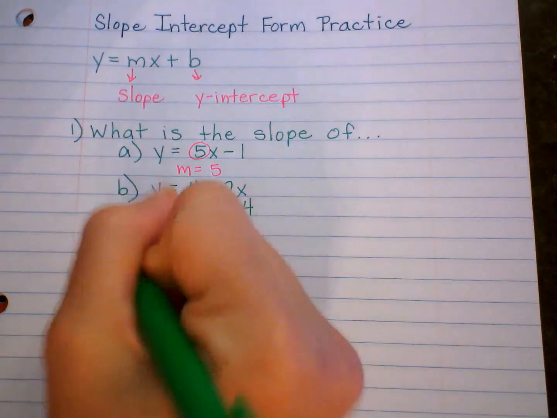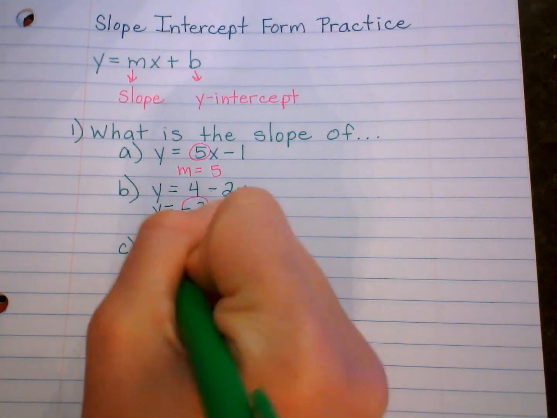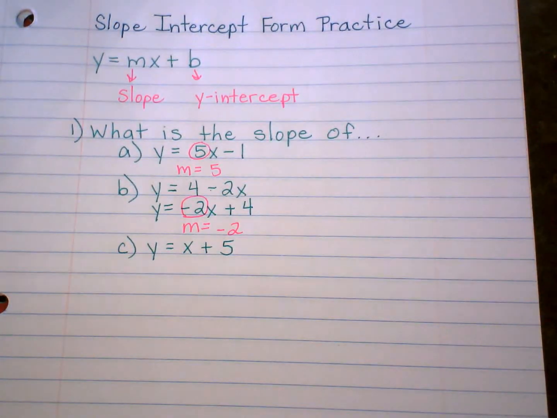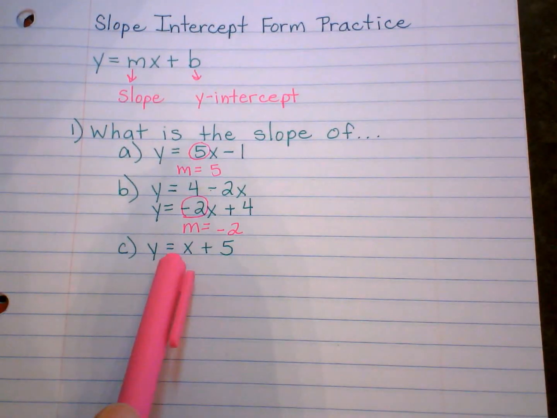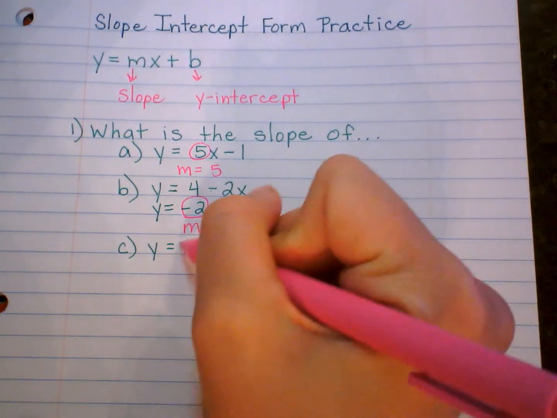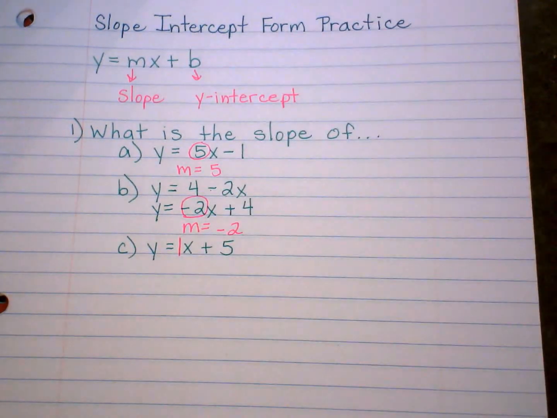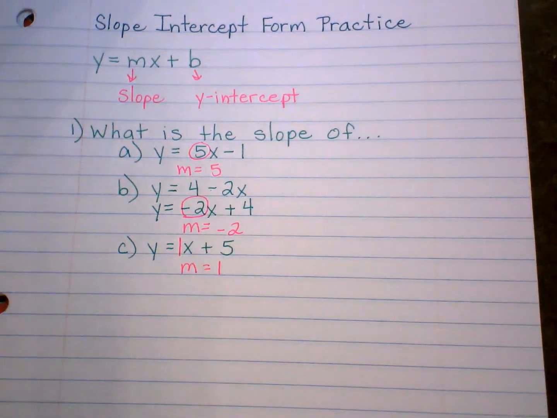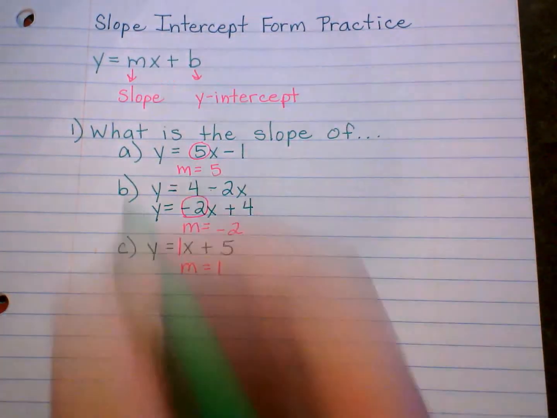Okay, so let's try another one. Y equals x plus 5. So pause the video and try to figure out what is the slope of this equation. All right, well, is it in slope-intercept form? Y equals mx plus b? Yes. But there's nothing in front of x. So what's the slope? It's not 0. You need to know that the invisible number in front of x is always a 1. So slope m equals 1.